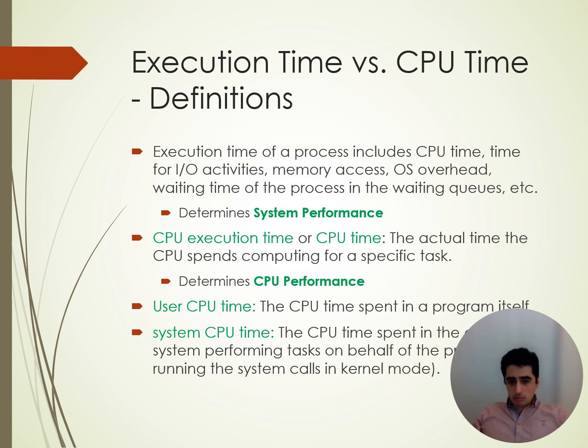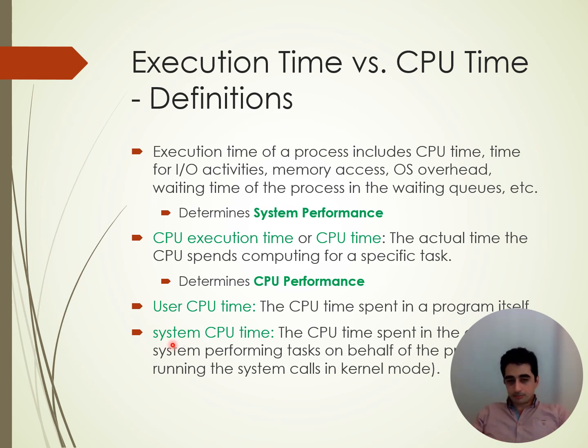What we care more about in this course is the CPU time or CPU execution time, which is basically only a portion of the execution time. It's the actual time the CPU spends computing a specific task. That's a more specific way for us to measure the performance of a computer system and a CPU. So basically, the CPU execution time specifies the CPU performance. That can be divided into two components as well. You can say the CPU time can be divided into user CPU time and system CPU time.